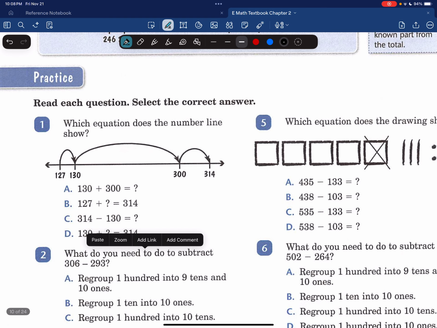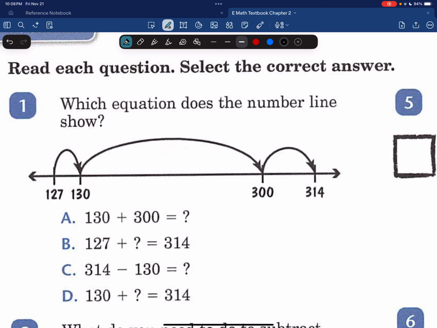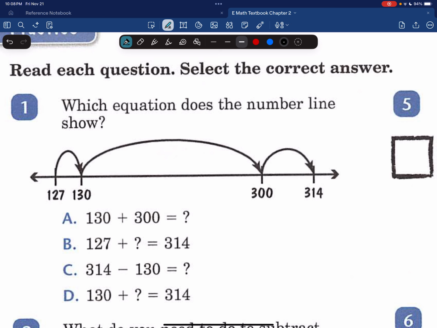All right, let's practice here. Read each question, select the correct answer. Which equation does the number line show? So let's study this. Let's get our starting and stopping points. That would be very important. The stopping point is 314. The starting point is 127. So I am looking for something with those numbers in it.